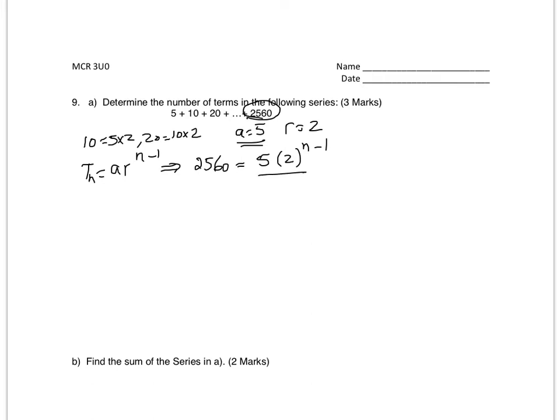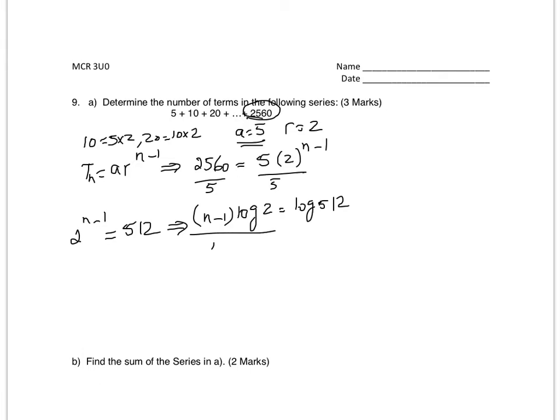Now I'm going to divide both sides by 5. I'm going to get 2 exponent n minus 1 is going to be equal to 512, because 2560 divided by 5 is 512. Then I take the log of both sides, so I get n minus 1 times log 2 is log 512. I divide both sides by log 2.